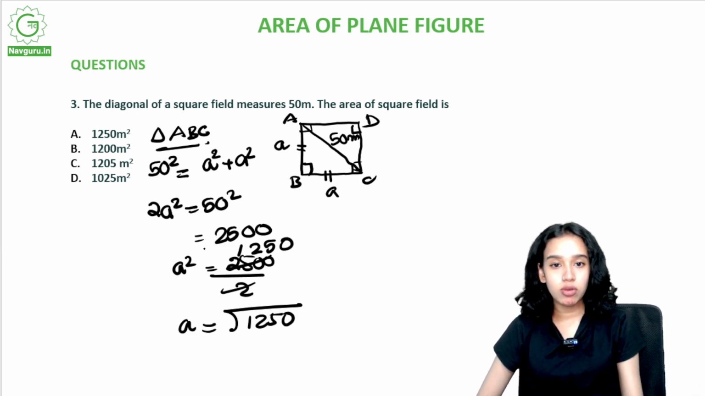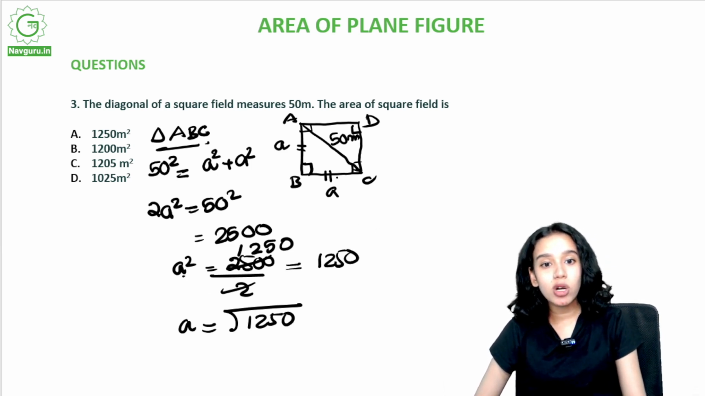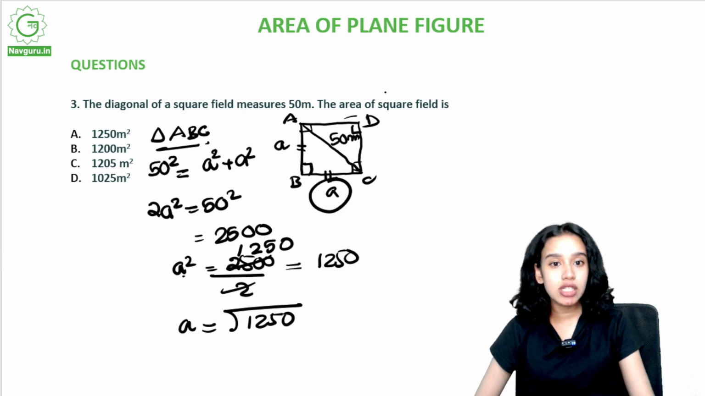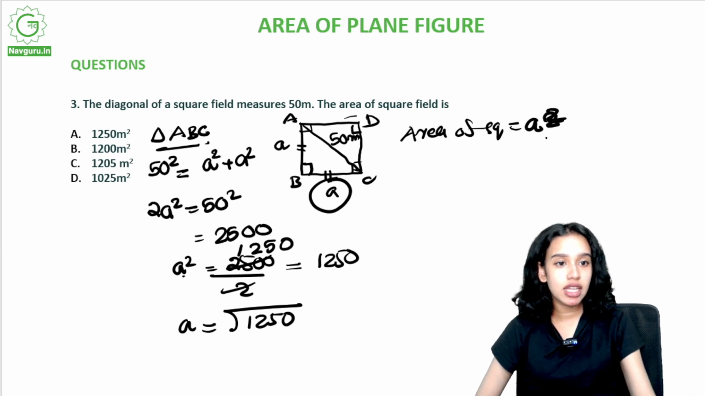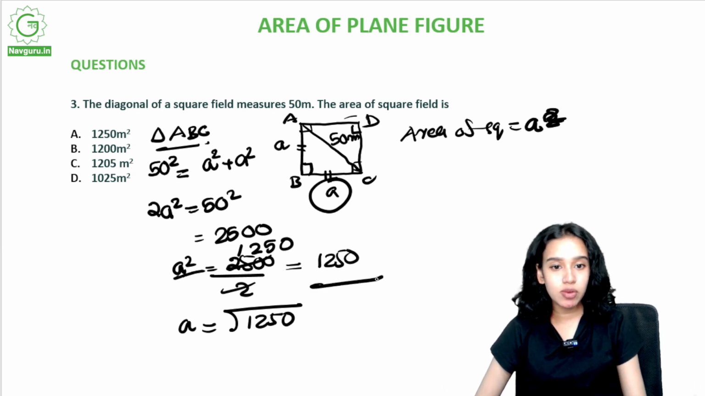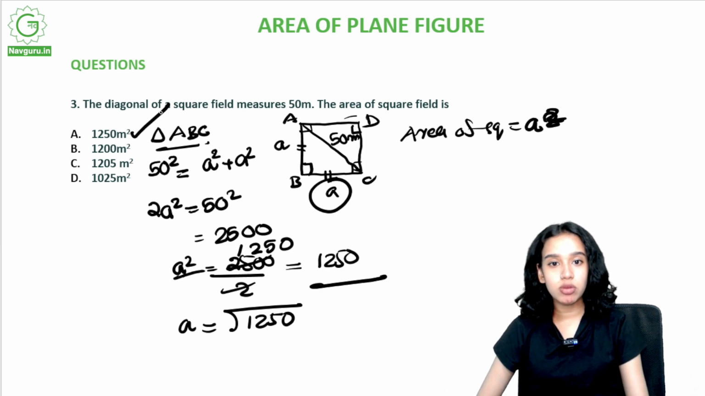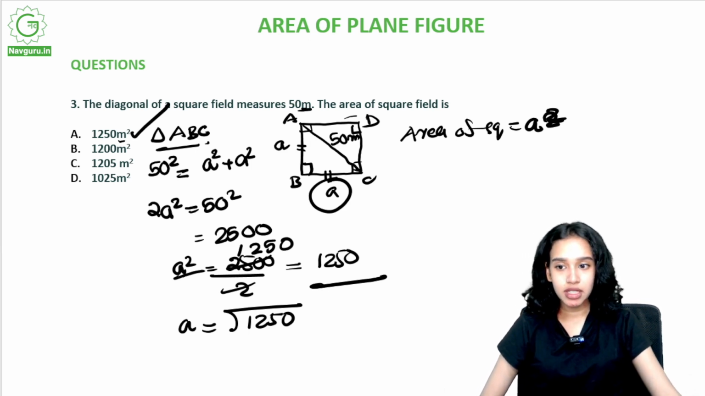Now, what is the root? What is A square? We got A square as 1250. Now, what is the area of the square? Area of the square would be equal to, if side is A, A square would be the area, right? A square is the area of a square. Now, we got A square as 1250, which is going to be our right answer. It is given in meters, so the answer would have meter square, right?